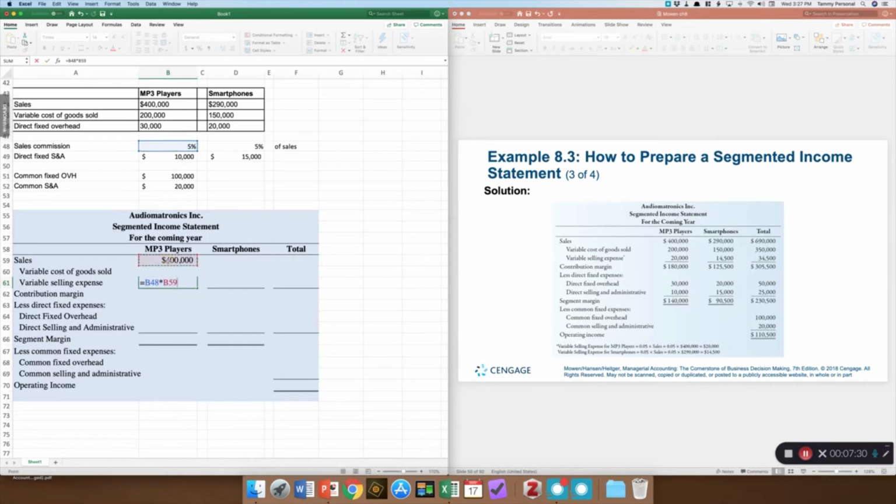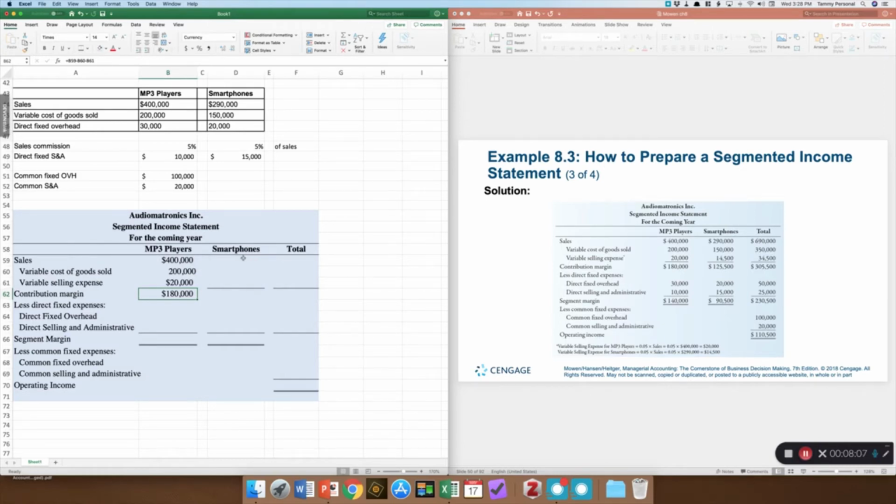And if we subtract our expenses from the sales, that'll give us our contribution margin. So we're going to subtract 200 minus that 20. My computer sometimes acts a little weird when I'm recording. All right, so that's our 180, and you'll notice that I'm doing this in one column all at once, because what am I going to do when I'm done with all of these? I'm just going to copy the whole thing over to the smartphone column.